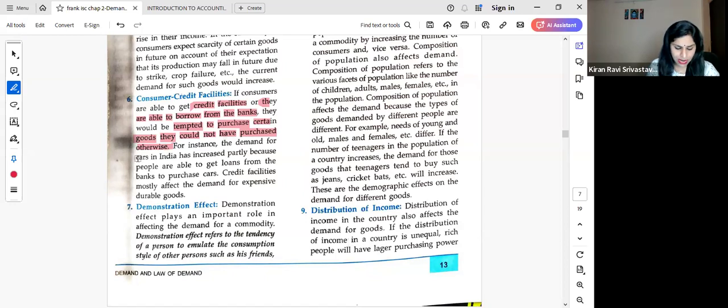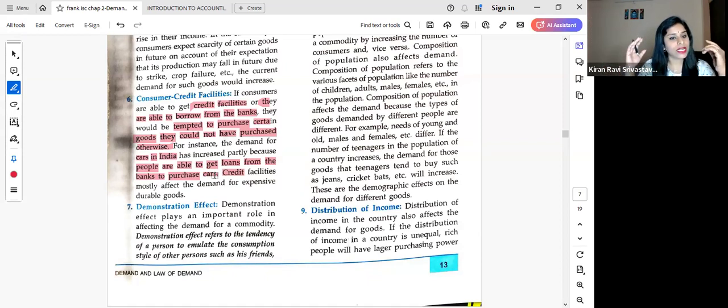For instance, the demand for cars in India has increased partly because people are able to get loans from the banks to purchase cars. Mostly people now, as soon as they start earning, within 2 to 3 years they buy a fancy car. Some may have the money and buy, but mostly the young generation, as soon as they start earning money, want to buy all of these things. Generally boys first buy cars or bikes. How do they do that? They get it on EMI. They go to the bank, get an EMI facility, and then purchase the car. And then slowly they repay.